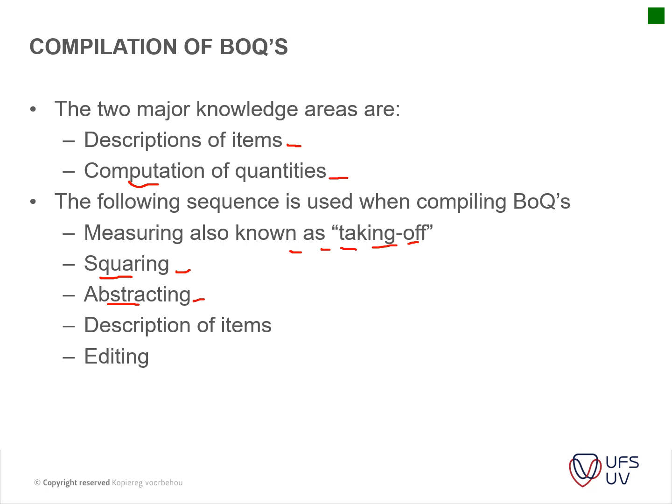The length, for instance, that you've measured, if you've measured the floor square meter area, for instance, for tiling, you can use it again for your ceilings. The circumference of that square meter that you've measured can be used both for your skirtings and for your cornices. So you keep those items together. So your squaring is basically a grouping of all of your items, and then your abstracting is allocating that to your different items in your BOQ. Okay, and then you've got your description of the items in your BOQ, and then you edit those items.